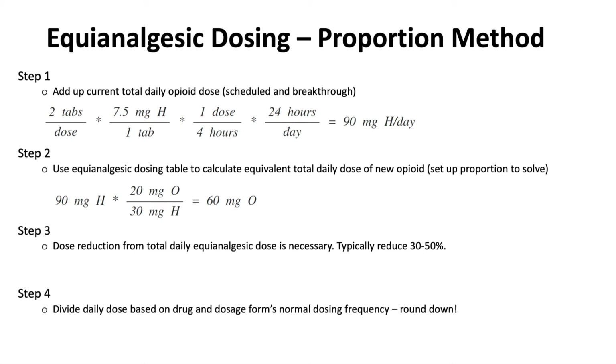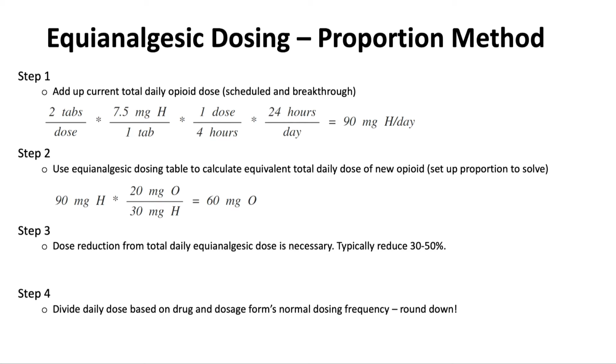And we put the hydrocodone on the bottom, so the units of milligrams hydrocodone cancel. And when we do the math, 90 times 20 divided by 30, you should get a numeric value of 60, and our units are in milligrams of oxycodone. Now, a big mistake would be to go ahead and just try to dose at that level.